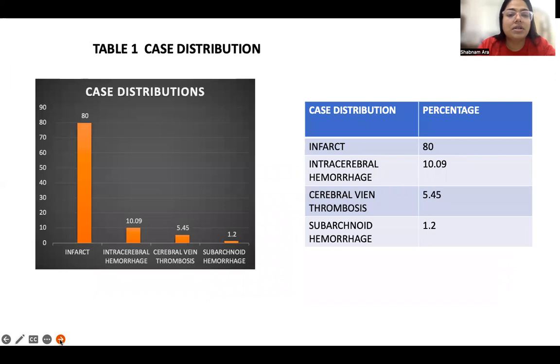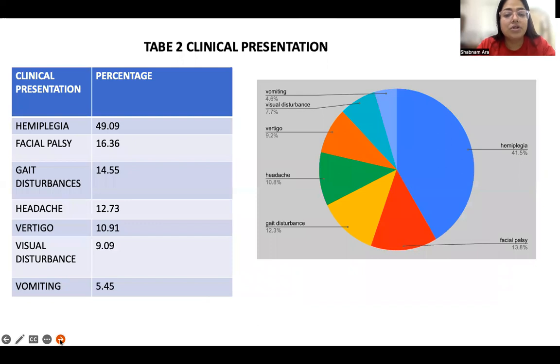Results and discussion: the case distribution. Among the stroke patients, 80% were infarct, cerebral hemorrhage was present in 10%, cerebral thrombus was present in 5%, and subarachnoid hemorrhage was present in 1.2%. The clinical presentation of the stroke patients was hemiplegia in 49%, maximum was facial palsy, then gait disturbances, then headache, then vertigo, visual disturbances, and vomiting.